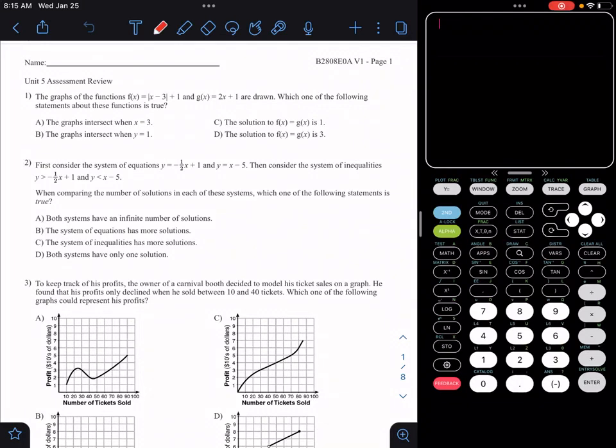Alrighty, we are going to start a review for our Unit 5 assessment. Let's look at this first question. Remember, this is going to be some questions from the past and then some questions from this unit.